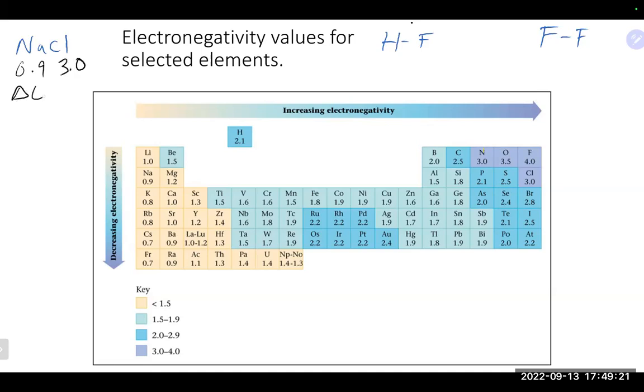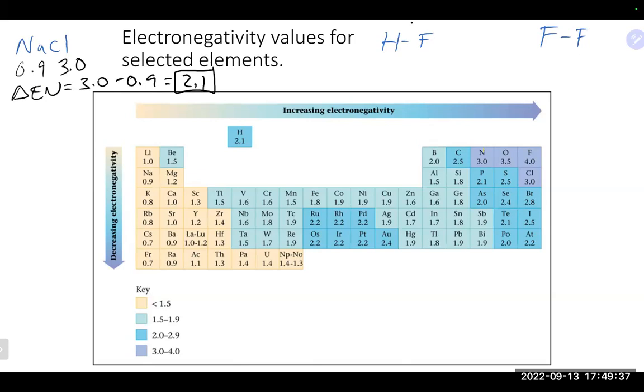So the change in electronegativity would be 3 minus 0.9. That is a 2.1. 2.1 is above 2, obviously. So that means that this should be an ionic bond, which it is.